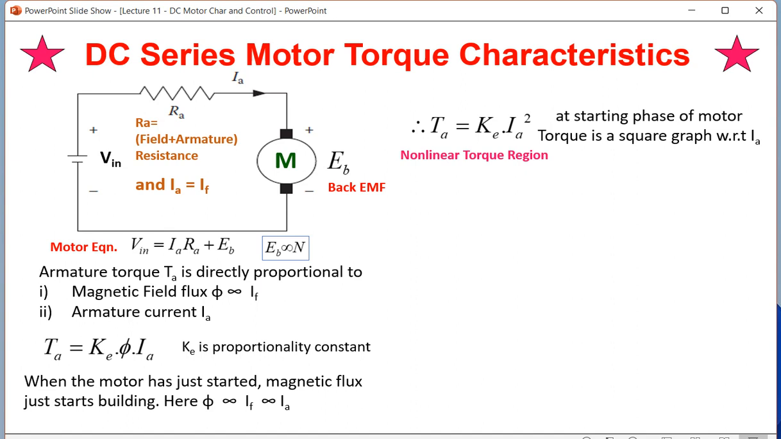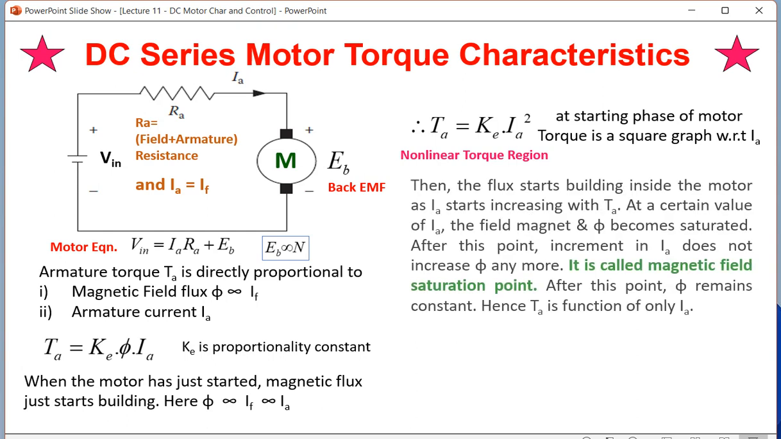Suppose IA is 1 ampere, TA will be 1 Newton meter. IA is 2 ampere, TA will be 4 Newton meter. IA is 3 ampere, TA will be 9 Newton meter. So this is what is called a square graph, and this is actually a non-linear torque region.